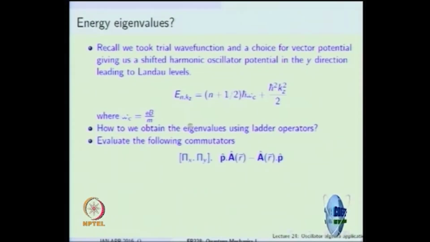How do we obtain such energy eigenvalues using the ladder operators which we saw in the harmonic oscillator? A couple of things I want you to work out: the commutator of the x component with the y component for pi x and pi y, and similarly we know that p with A and A with p, that order really matters. P dot A is not the same as A dot P.